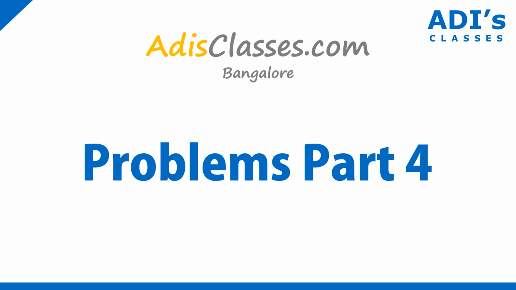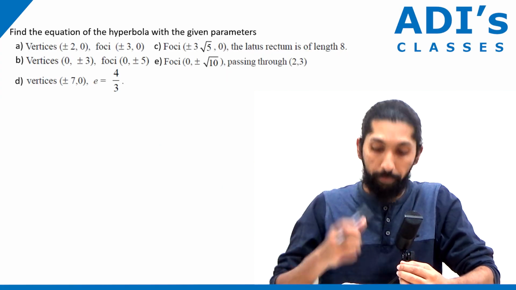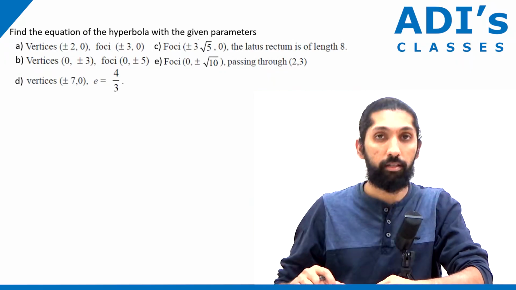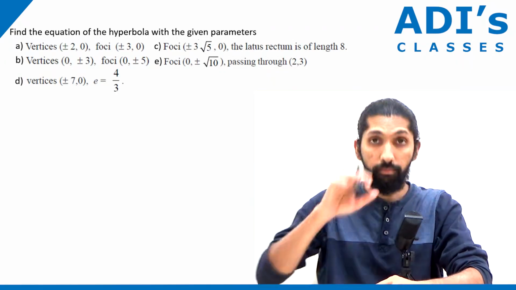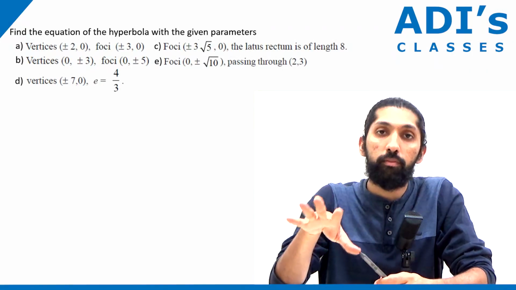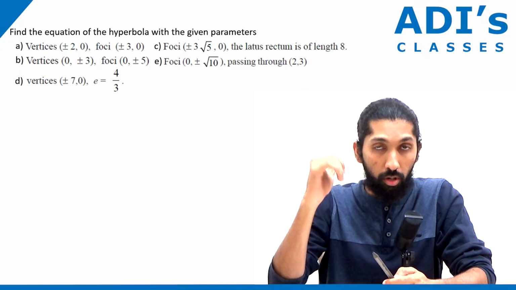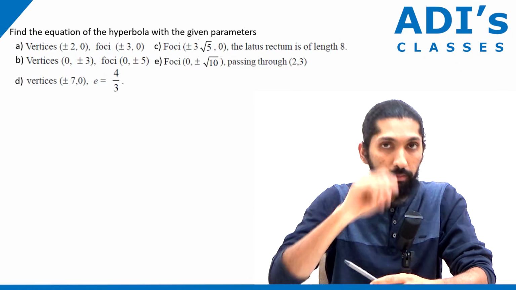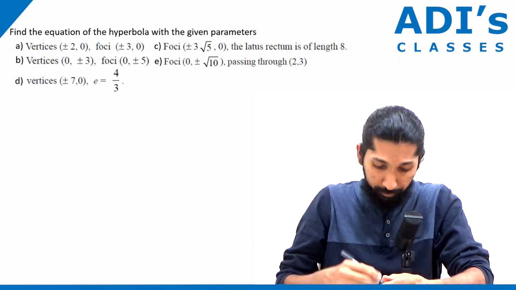Let's solve the next set of problems in hyperbola. Look at this one. Find the equation of hyperbola with the given parameters. Remember, in the last set of problems, we were getting the parameters from the equation. Now it's the other way around. Look at the first one.